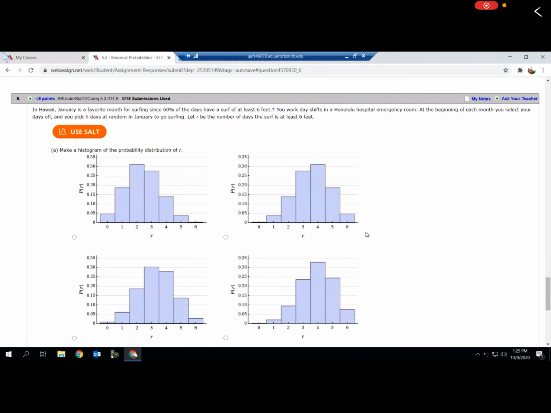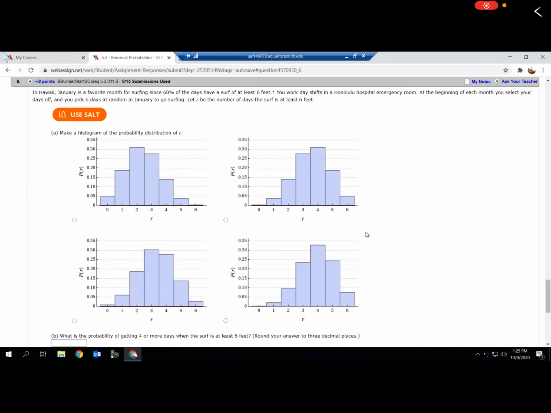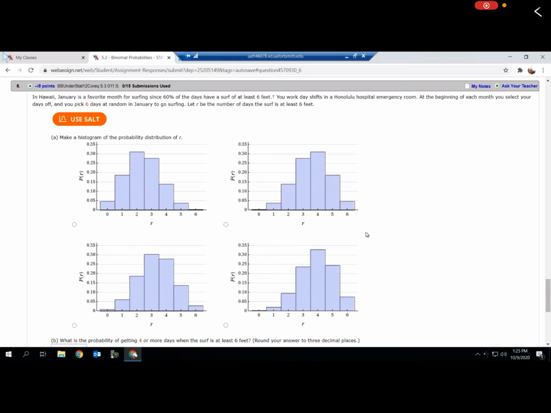All right. And then this is our final one. In Hawaii, January is a favorite month for surfing since 60% of the days have a surf of at least 6 feet. You work day shifts in a Honolulu hospital emergency room. At the beginning of each month, you select your days off, and you pick 6 days at random in January to go surfing. Let R be the number of days the surf is at least 6 feet.